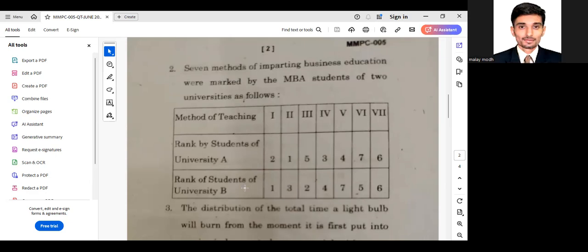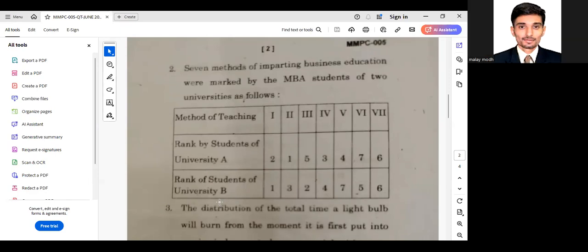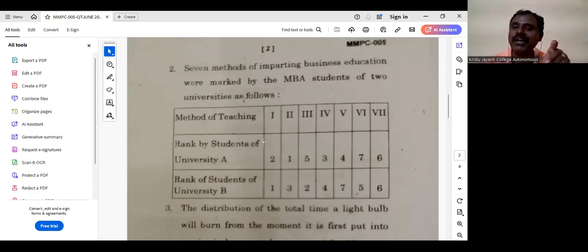Rank correlation formula. You can see the question itself; they didn't specify that you have to calculate the rank correlation. The question part is missing. Even so, you can easily understand that wherever ranks are given, it is the rank correlation. You have to calculate the rank correlation in this question.